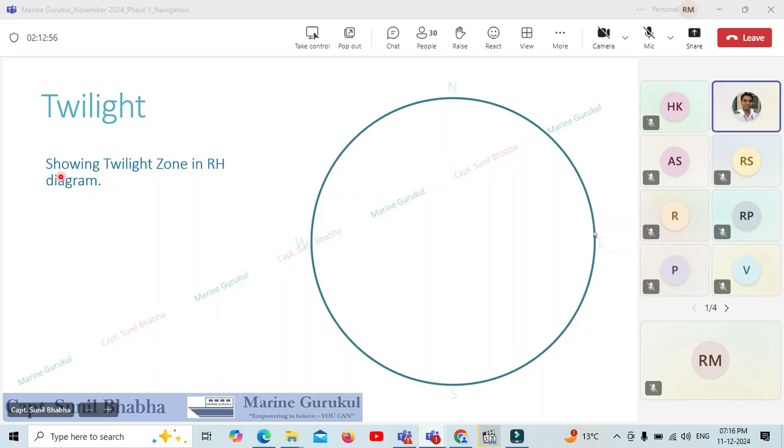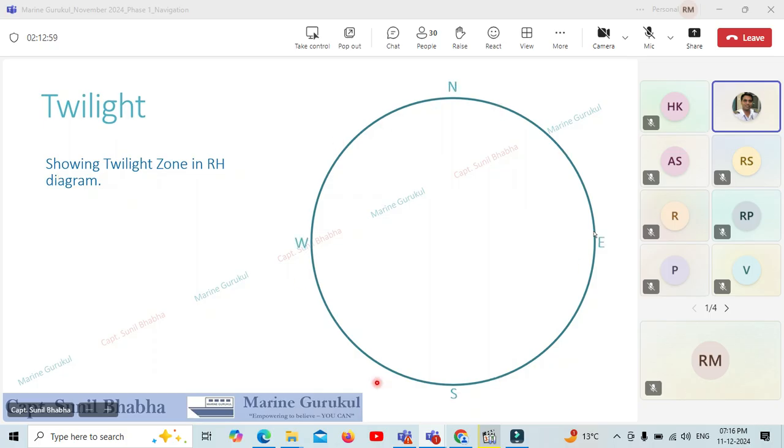Now we have understood the concept of twilight. One issue which we face when we solve the numerical question involving the concept of twilight is how to show this altitude of 0 to minus 18, that is negative altitude, in our rational horizon diagram. So let us try to see this.